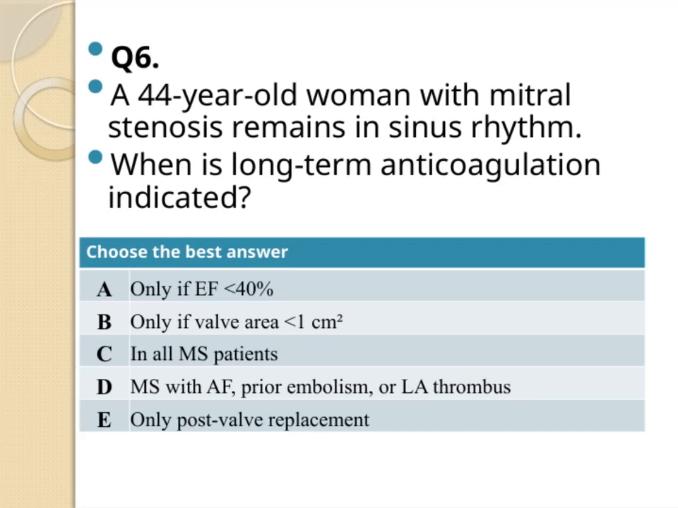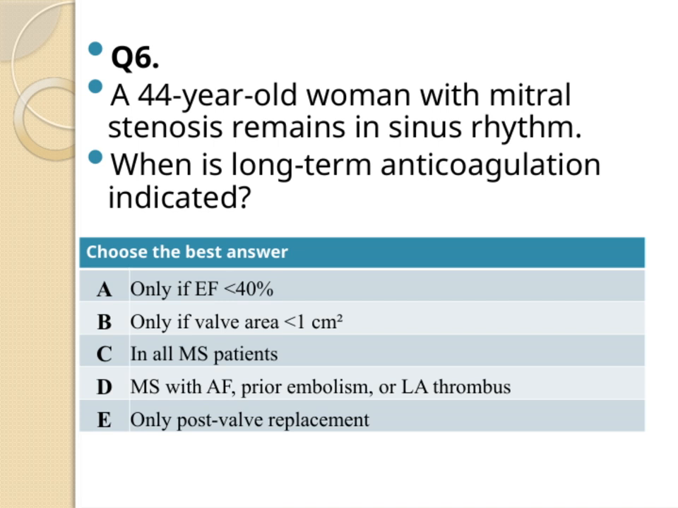Let's consider this case. A 44-year-old woman with mitral stenosis who remains in sinus rhythm. The key question here is, when should we consider long-term anticoagulation for her? Looking at the options, the most important thing to remember is that anticoagulation isn't automatically indicated for all patients with mitral stenosis. Instead, we focus on specific risk factors that increase the chance of thromboembolic events.